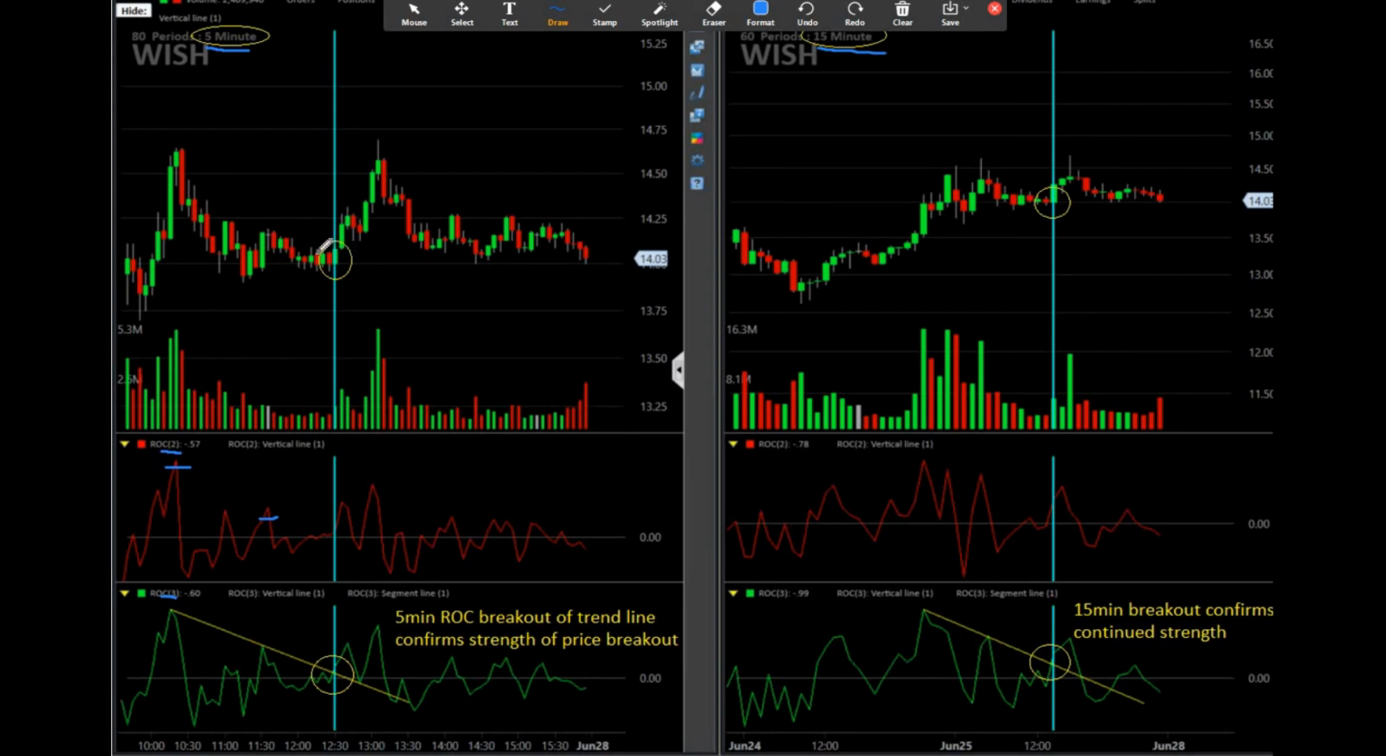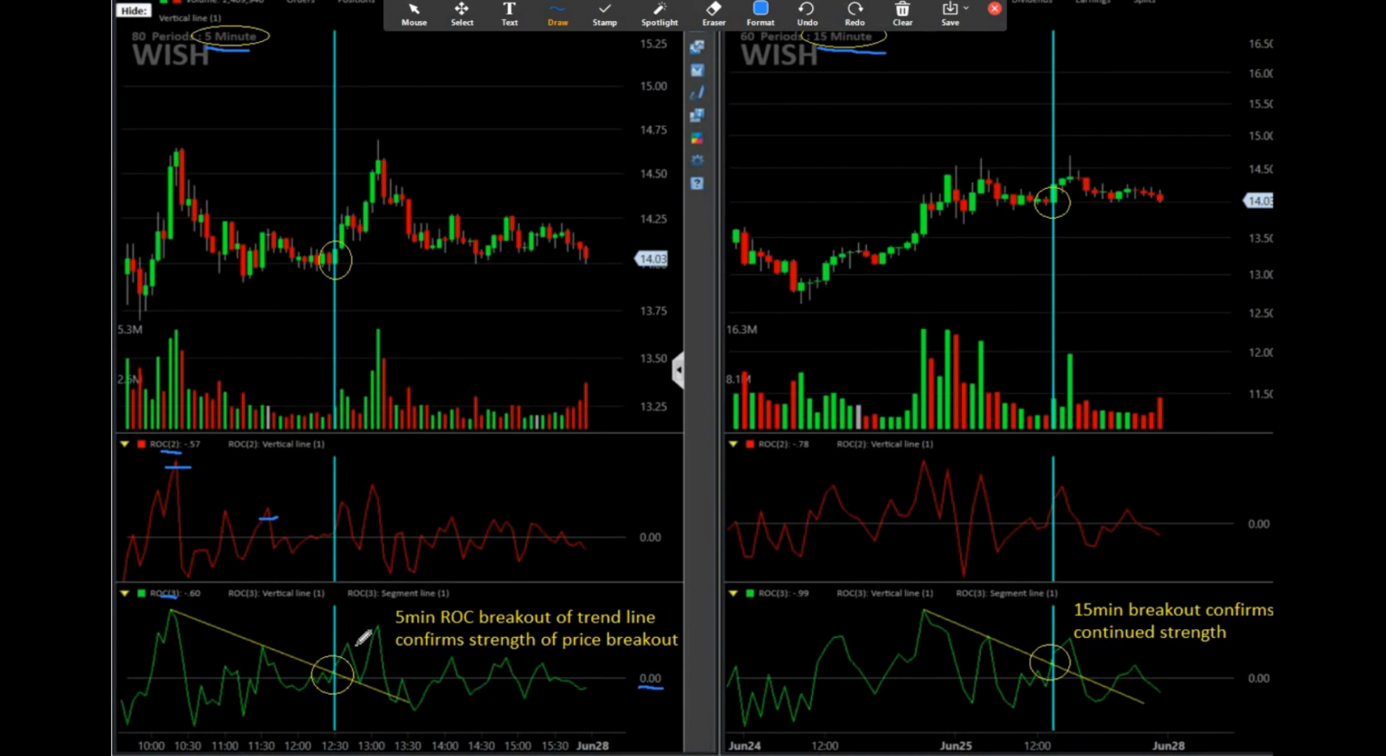So we entered with a starter position right around 14 when we saw the breakout above 0. Again, when breakouts happen above 0 on the rate of change, that's considered a stronger break. Okay, so the 5-minute showed a breakout, and what we want to do then is look at the 15-minute chart over here and see if we're having a breakout on the 15. And if we are, which we did, that's considered a stronger breakout with potential for continued strength. So we had the breakout here almost at the same exact time as the breakout on the 5-minute, which again gave us our first entry.